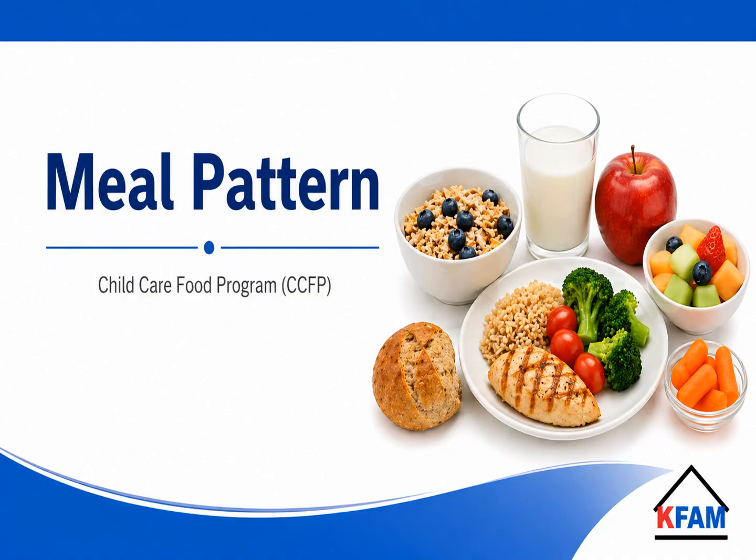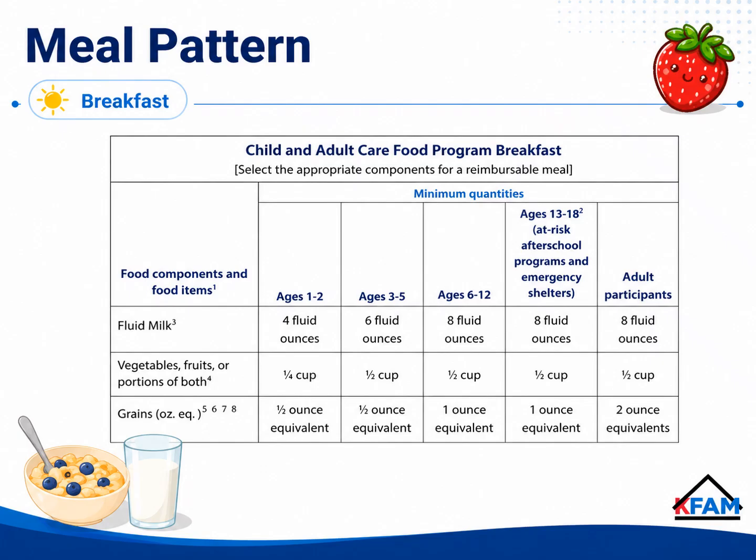First, we will discuss the CCFP meal pattern. This slide explains the Child and Adult Care Food Program breakfast meal pattern requirements. To serve a reimbursable breakfast meal, 3 components are required: fluid milk, fruits or vegetables, and grains.